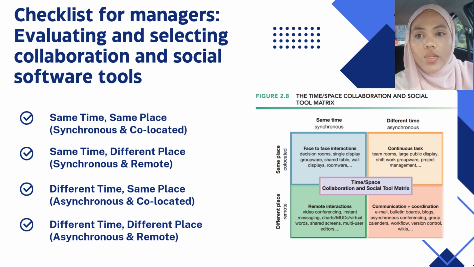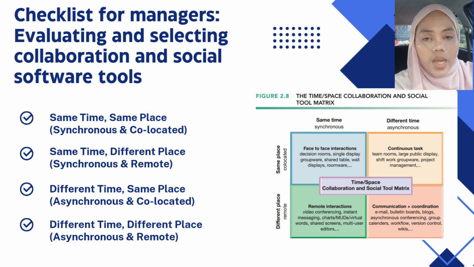This matrix helps us to understand how people collaborate using technology based on two factors. First, same time, same place. This means people are working together in the same location at the same time. Example, face-to-face meetings, brainstorming sessions, and using shared digital displays. The second one is same time but different place. People collaborate in real time but from different locations.